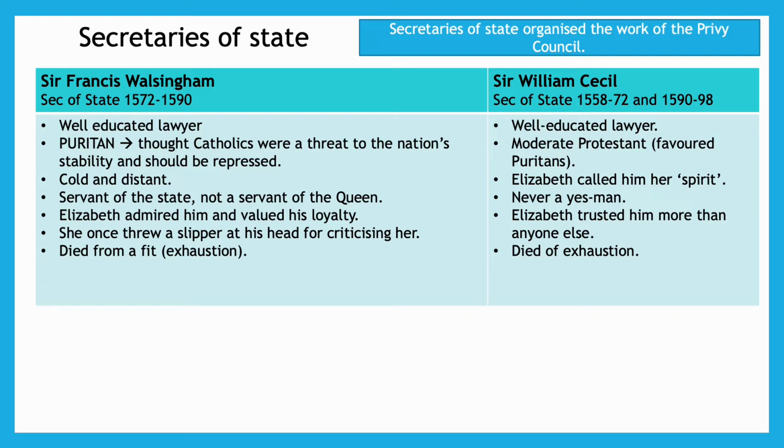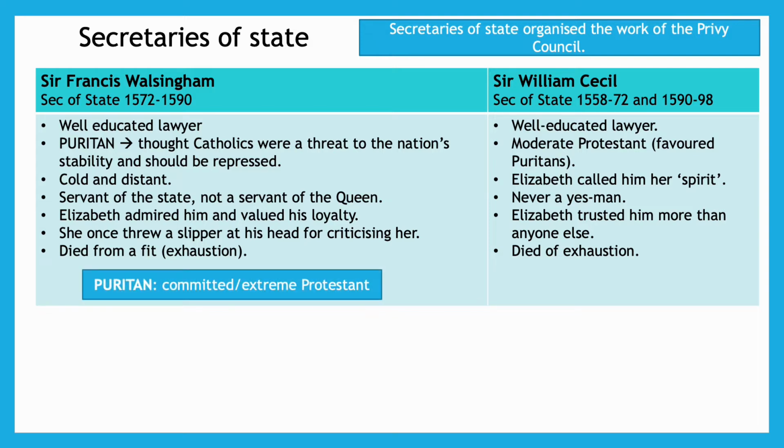So William Cecil was Secretary of State from 1558 to 72, and then again from 1590 to 98, and Walsingham from 1572 to 1590. So Walsingham was well educated. He was a Puritan, which is an extreme Protestant or a committed Protestant. He was quite cold and distant, and always saw himself as a servant of the state, not a servant of the Queen. But Elizabeth did admire him and valued how loyal he was.